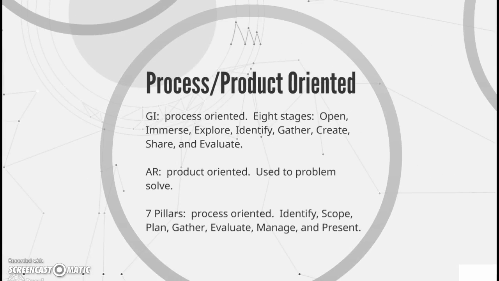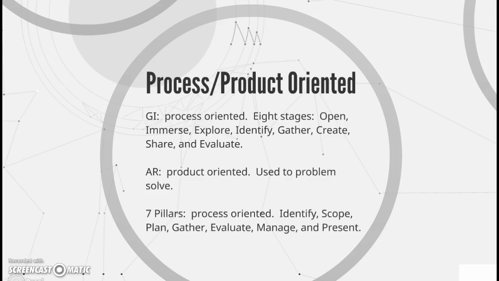Guided inquiry is a process-oriented research model. It has 8 stages. The first stage, the open stage, is an invitation to inquiry, and it stimulates students' curiosity. The second stage, the immerse stage, is where students build background knowledge in which the third space is created. Stage 3, the explore stage.